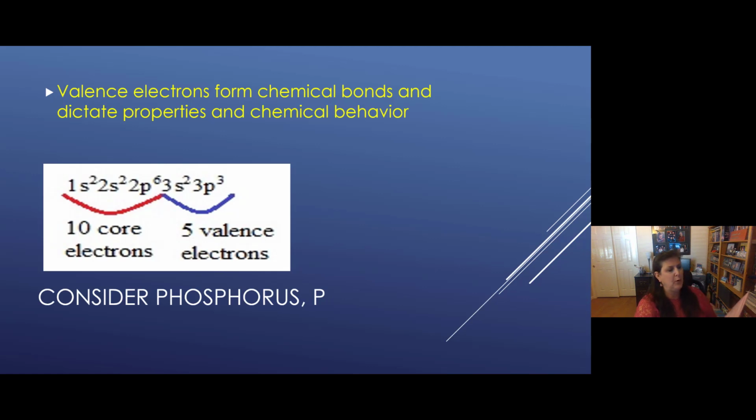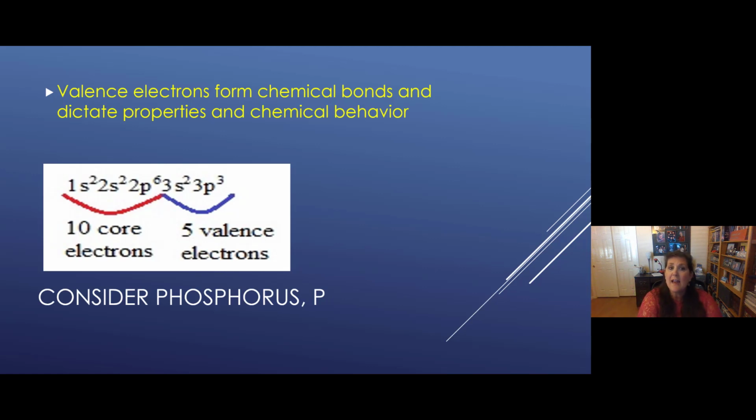Let's take phosphorus, for example. Phosphorus, P, is number 15. The electron configuration for phosphorus is 1s2, 2s2, 2p6, 3s2, 3p3. The outermost level is the third level. See, phosphorus has electrons in the first, second, and third level, but the outer level is 3. So we have 3s2, 3p3. 2 plus 3 is 5. 5 valence electrons for phosphorus, because those are the ones in the outer level being the 3.